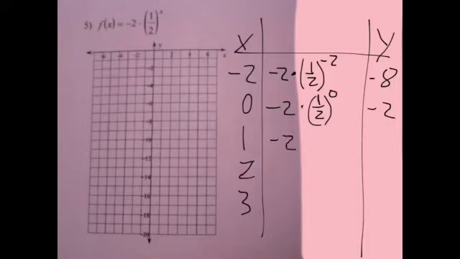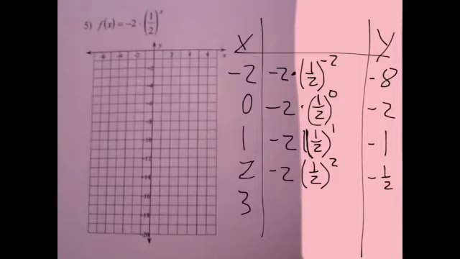And I have to do negative 2 times 1/2 to the first power, which is just 1/2. So it's going to give me negative 1. Negative 2 times 1/2 to the second power is going to be negative 1/2, because that's going to give me 1/4, and 1/4 of negative 2 is negative 1/2. And now negative 2 times 1/2 to the third, that's 1/8 of negative 2, which is negative 1/4.